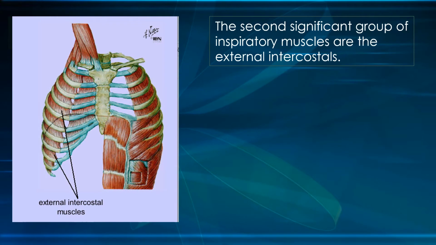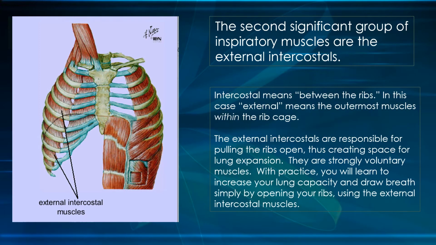The second significant group of inspiratory muscles are the external intercostals. Intercostal means between the ribs. In this case, external means the outermost muscles within the rib cage. The external intercostals are responsible for pulling the ribs open, thus creating space for lung expansion. They are strongly voluntary muscles. With practice, you will learn to increase your lung capacity and draw breath simply by opening your ribs using the external intercostal muscles.